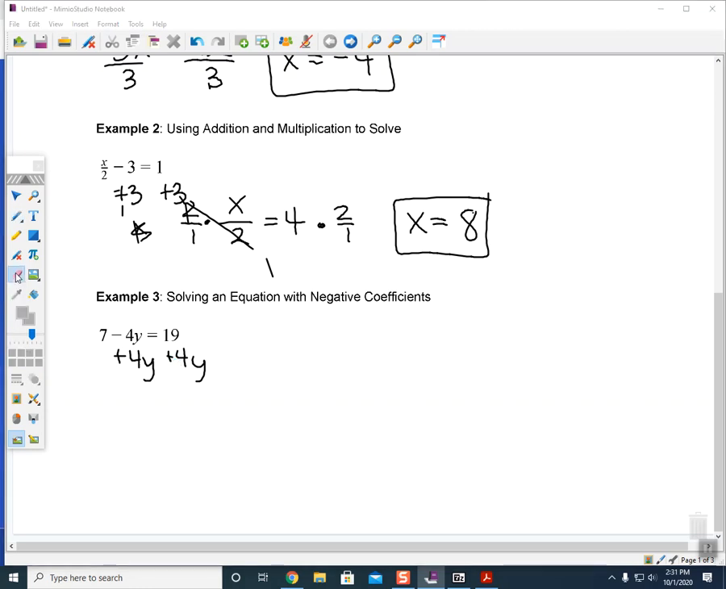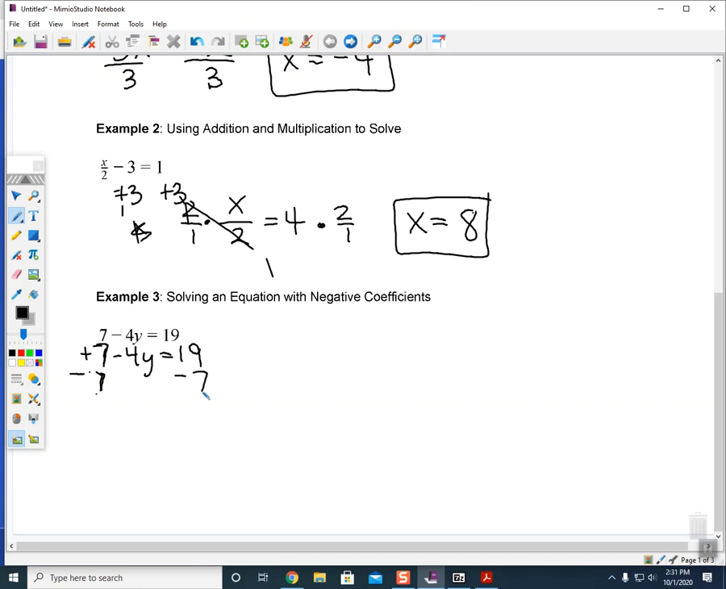So instead, I'm noticing that I've got a positive 7 here, right? So I could think of this as positive 7 minus 4y equals 19. So when I do that, then it's pretty easy to realize, well, then I need to subtract 7. Oops, that's a 4. I need to subtract 7 from both sides.